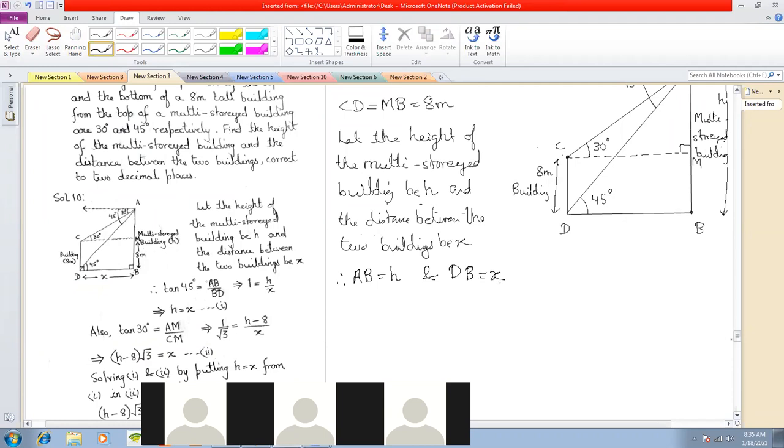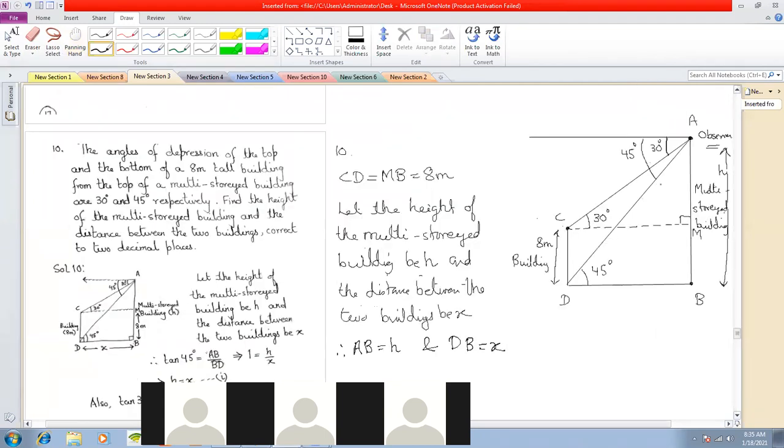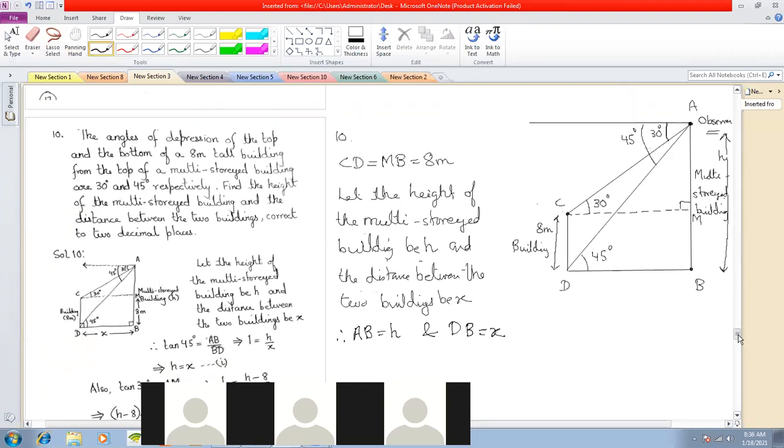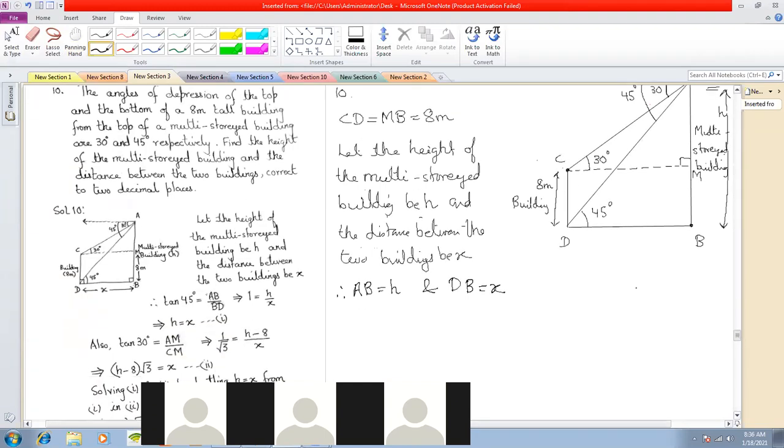Now, how many right angle triangles can you see in the figure? You can see two right angle triangles, right? You can see the right angle triangle ADB or ABD, whatever, and you can see the right angle triangle AMC. Let's utilize both the right angle triangles. Let's utilize the right angle triangle ADB first.